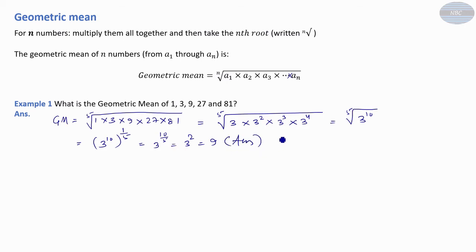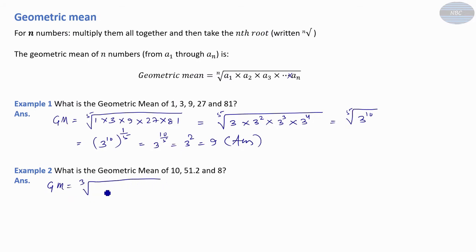Got it here. Okay, similarly, come to example number 2. What is the geometric mean of 10, 51.2 and 8? So there are three numbers there. So geometric mean is equal to, here we'll find the cube root of these numbers, 10 into 51.2 into 8. Okay, so here we get 10 into 51.2 is equal to 512, into 8.